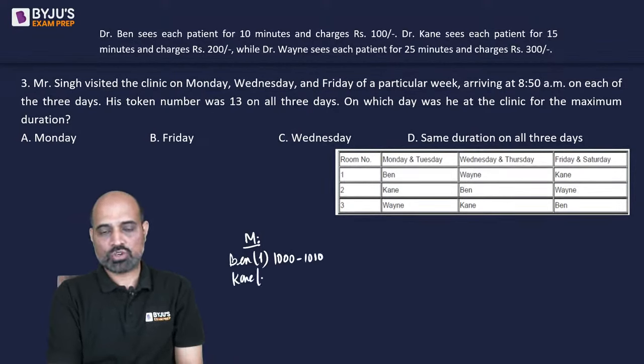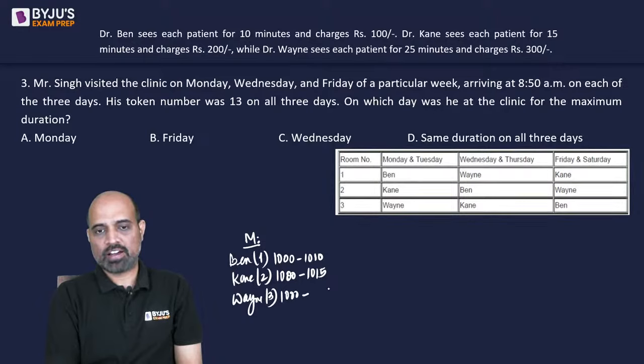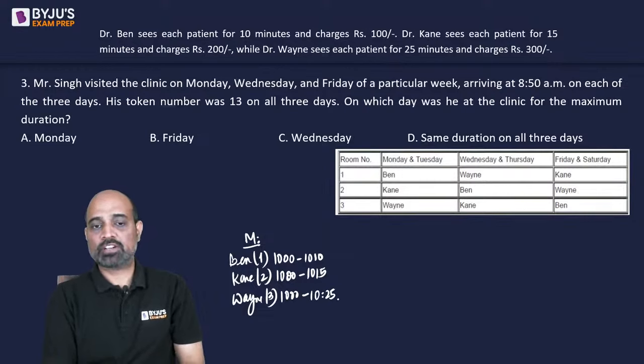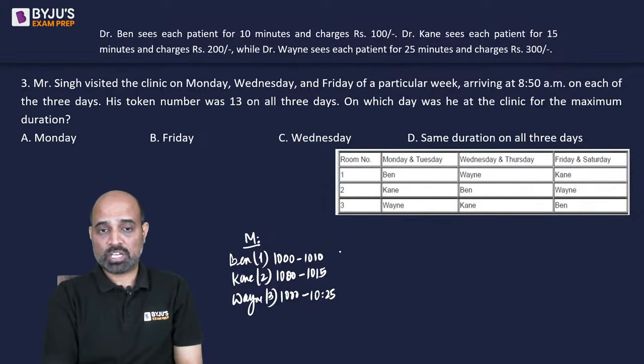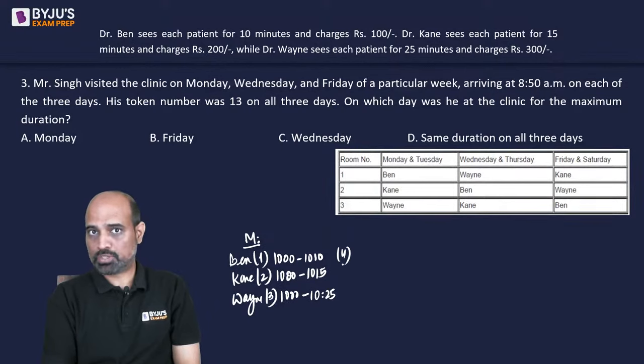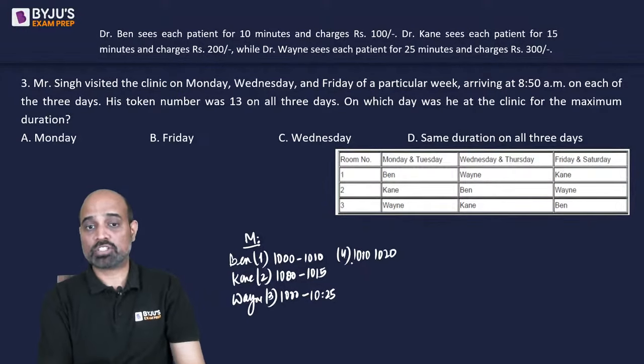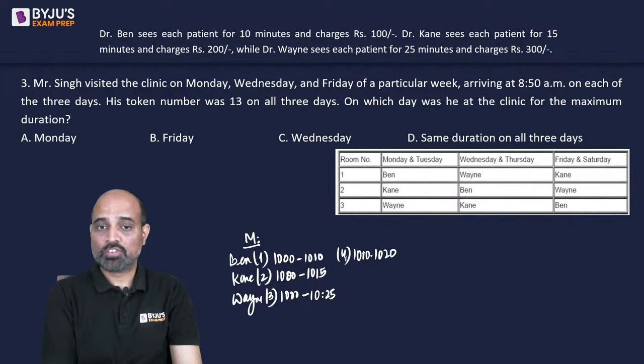Dr. Kane is going to look after the second patient. He is going to look at 10 to 10:15 because he sees that patient for 15 minutes. And Dr. Wayne, in room number 3, is going to see the third patient from 10 to 10:25. When patient number 4 comes in, patient number 4 will go to Dr. Ben's room because he will be free at 10:10 itself. So Dr. Ben is going to see patient number 4 from 10:10 to 10:20.